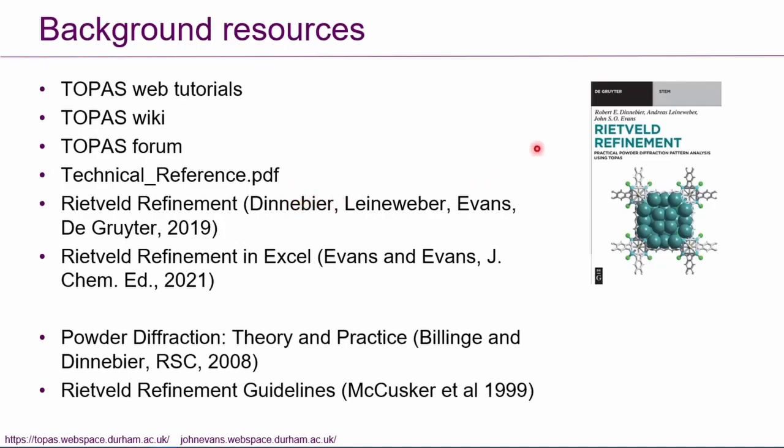If you want something more general, you could try this textbook on the right called Rietveld Refinement. It's written by Robert Dinnebier, Andreas Leineweber and myself, and it contains the background theory of Rietveld refinement, and it also translates that theory into TOPAS syntax, so you can make the link between the theory and actually doing refinements in TOPAS. If you want something slightly more straightforward, you could try this article at the bottom in the Journal of Chemical Education. What we do in that article is again tell you the fundamentals of Rietveld refinement, but then we teach you how to do a Rietveld refinement in Excel. So you get to type in all of the equations that you need, and it teaches you how Rietveld refinement actually works. So hopefully some of those resources will be useful.